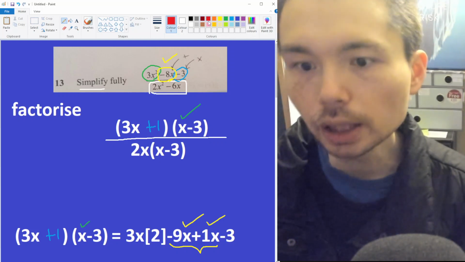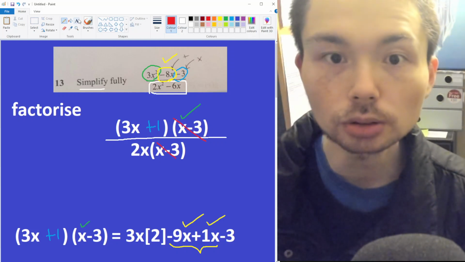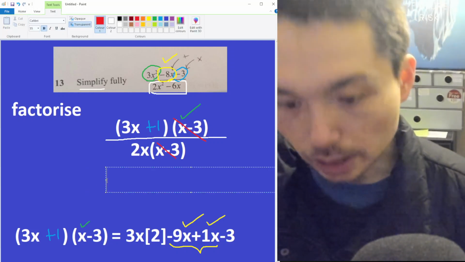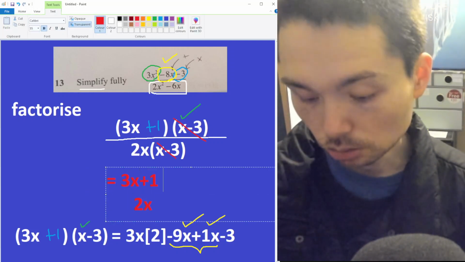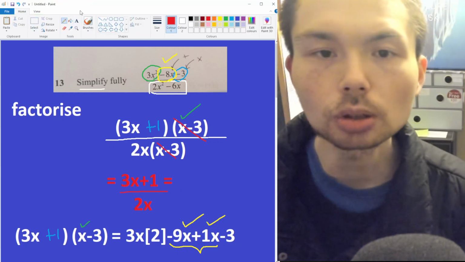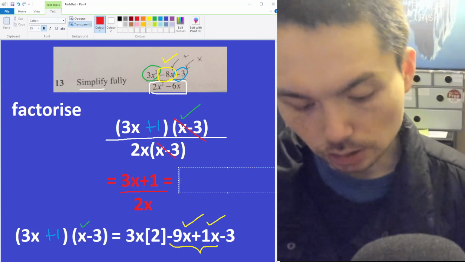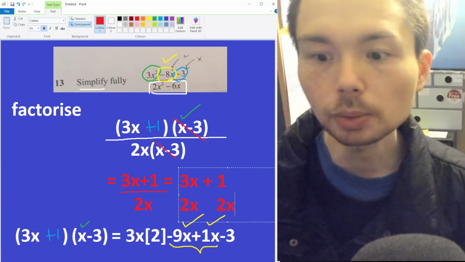And here is the good thing. The top and bottom, they have something that cancels, so we are left with the final answer, which is this. Top over bottom, we have 3x plus 1 over 2x. You can split this up into 2, because that's how fractions work. Or you can keep it like this. So what do I mean, split it up? So this is the same as 3x over 2x plus 1 over 2x. And then we have it done.